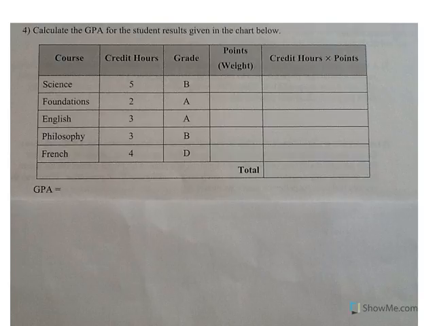Credit for science, you got a B. A B is 3 points. 5 times 3, you earned 15 quality points. Foundations, you got an A. Good job, 4 points. 2 credits times 4 points each gives you 8 quality points. English, you got an A. Good job, 4 points. 3 times 4, you earned 12 quality points.